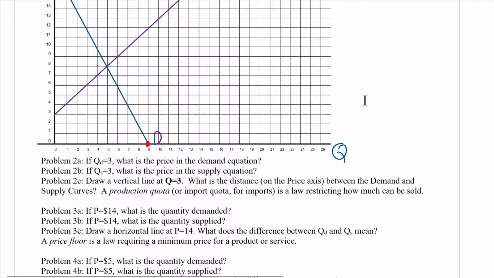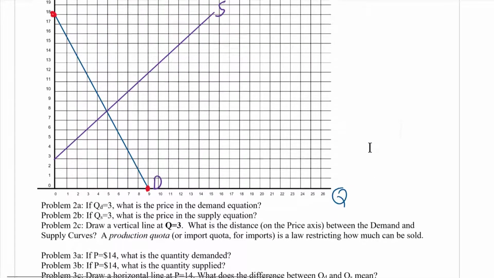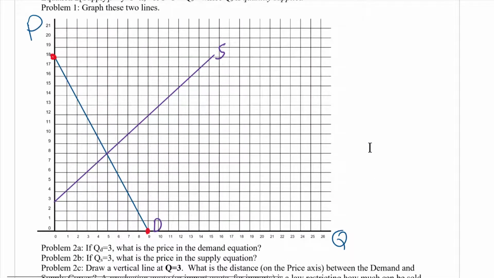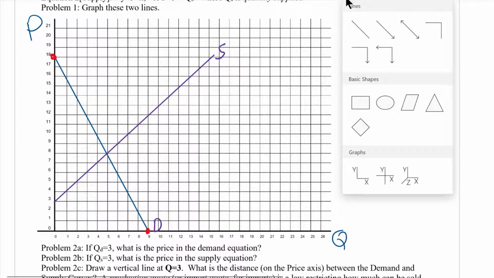Alright, so down here it says, if the quantity demanded was 3, what's the price in the demand equation? If the quantity supplied was 3, what's the price in the supply equation? And it tells us to draw a vertical line at q equals 3. So let's just go ahead and do that here. We do that in pink here.